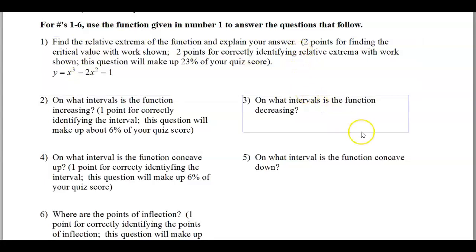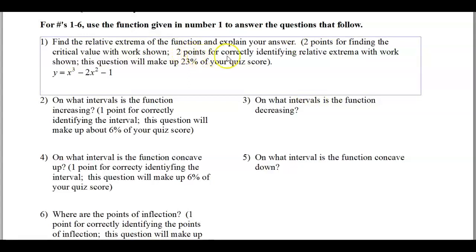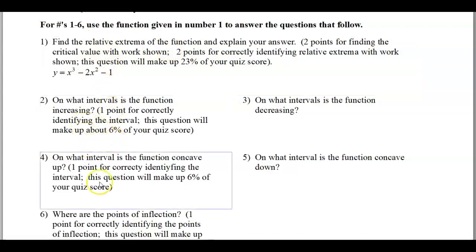Now, how this question is going to be graded is you get 2 points for finding the critical values with your work shown, and you get 2 points for correctly identifying the relative extrema with your work shown. Altogether, this question is going to make up about 23% of your test. This is one of the bigger questions on your quiz.